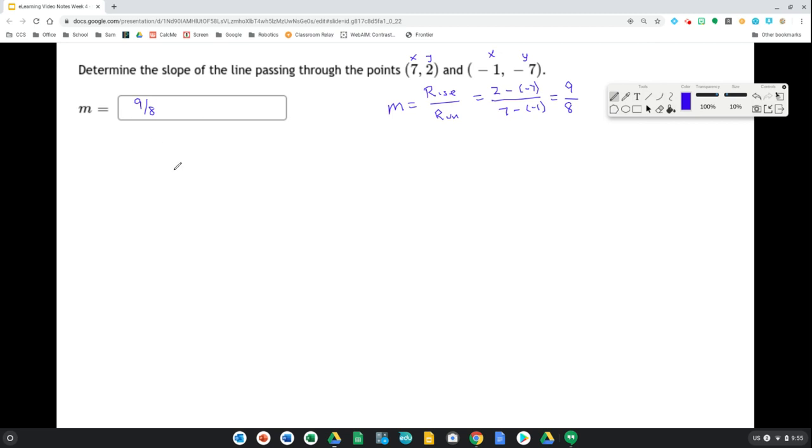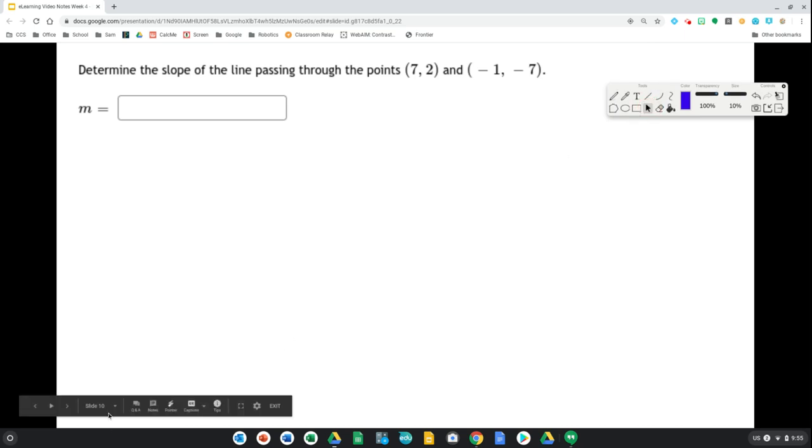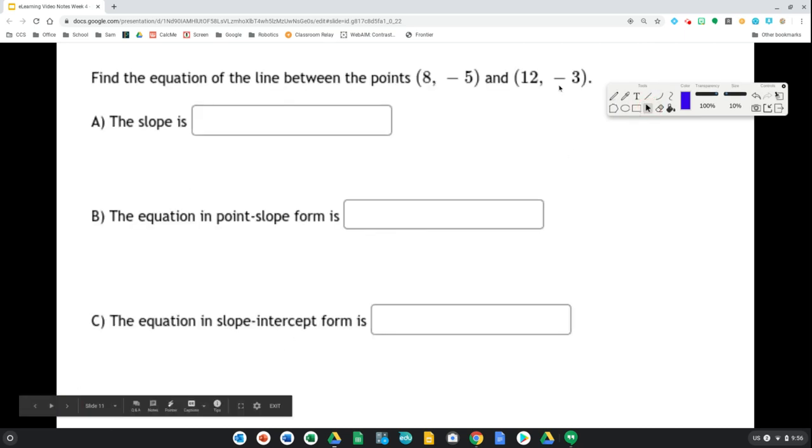So that's the second skill that we're going to be using today. The first skill is to put it in point-slope form. The second skill is to find the slope between 2 points. Because what we're going to do today, instead of me giving you a point and a slope like we had been doing, I'm going to give you 2 points from the line, and I'm going to ask you 3 questions. The first question is, what is the slope? We just did that. The second question is, what is the point-slope form? And the third question is, what's the slope-intercept form? So these kind of build off of each other.